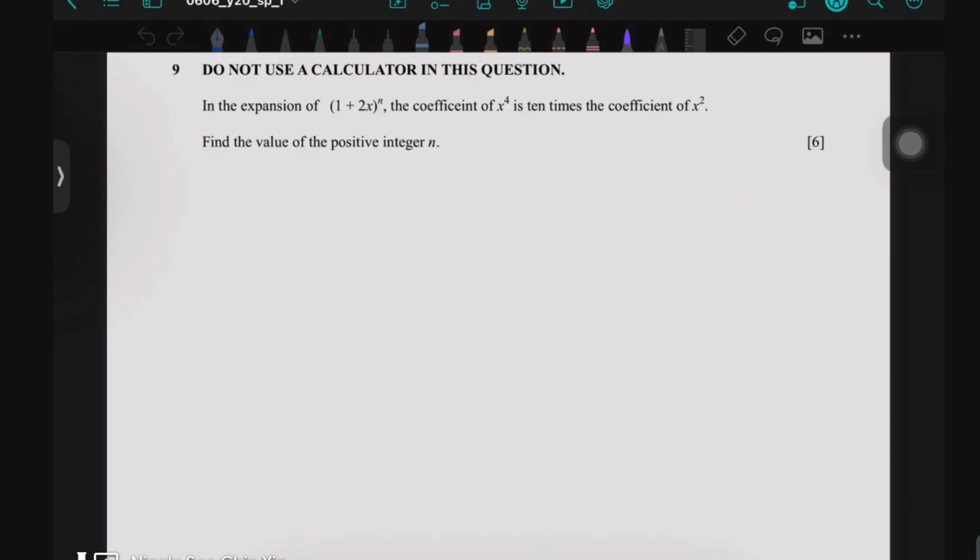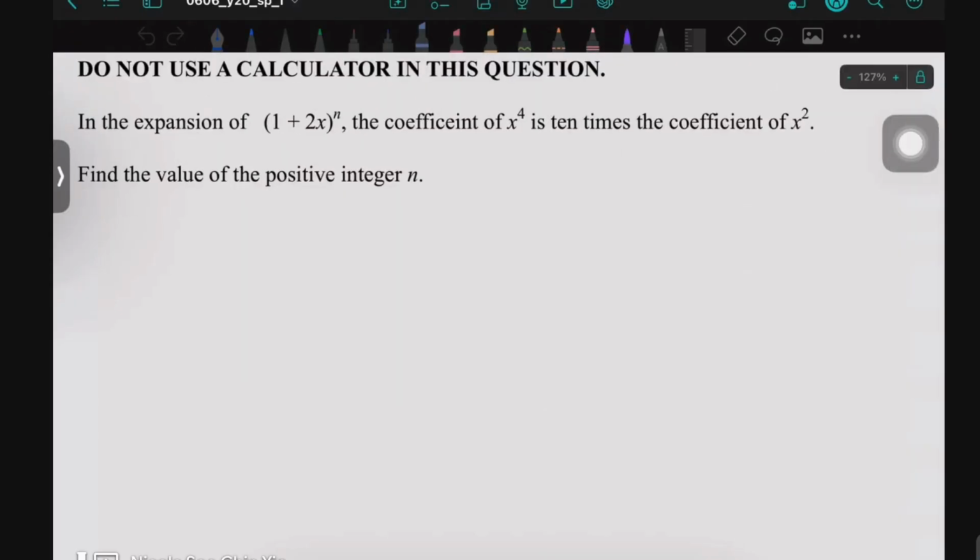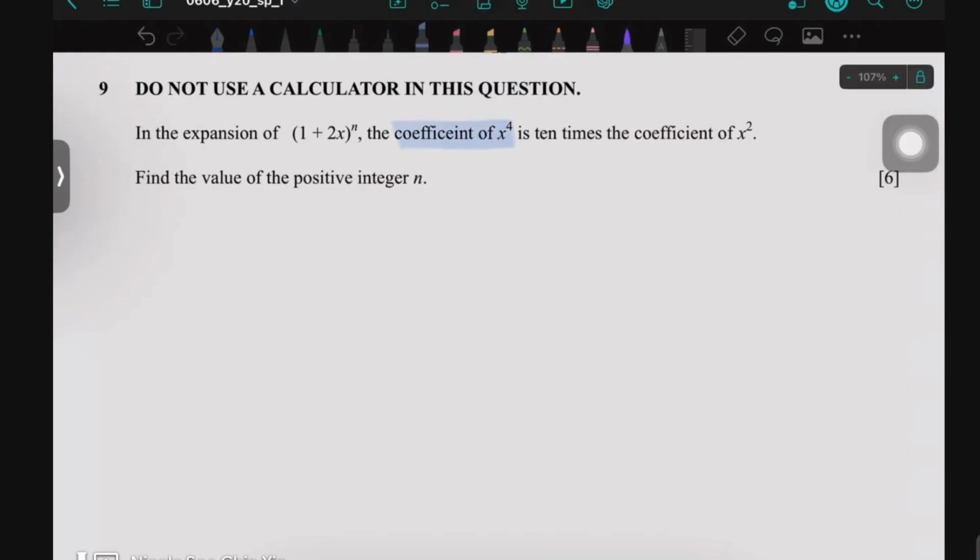Okay, next one. In the expansion of (1 plus 2x) to the power of n, the question asks that the coefficient of x to the power of 4 is 10 times the coefficient of x squared. Okay, what does it mean? First step.